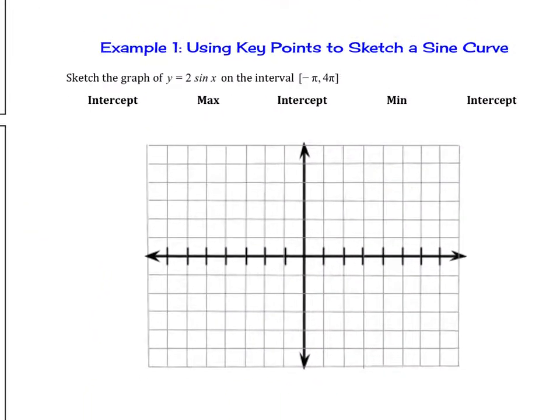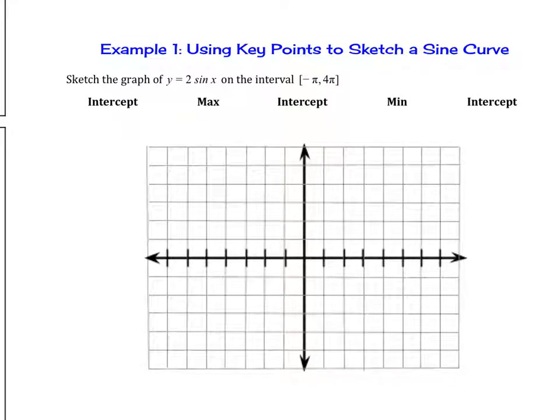So let's try one. Using key points to sketch a sine curve. This is asking us to sketch y equals 2 sine of x on the interval negative pi to 4 pi. Let's just start with the period. The period of a sine is 2 pi, so do 1 period. And so let's label our graph. 4 out, that's 2 pi. Half of 2 pi is pi. Half of pi is pi over 2. This last one is 3 pi over 2.